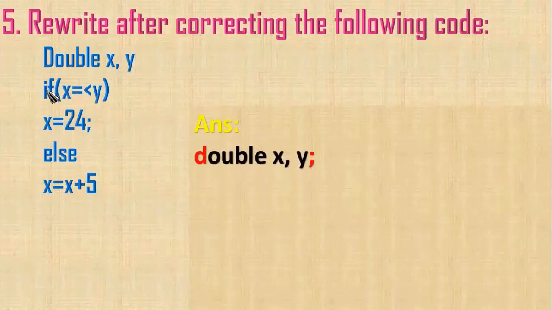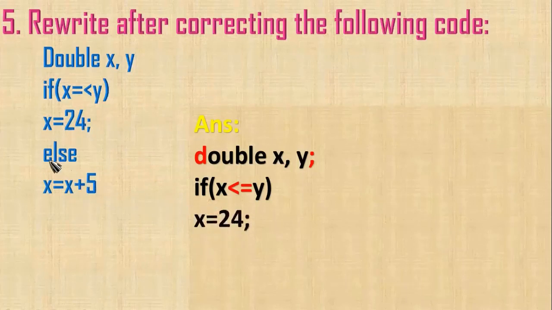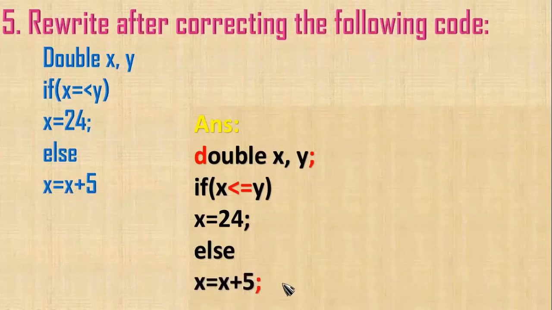The next, if x equal to lesser than. See, lesser than or equal to is the correct symbol. So this is the wrong one. It should be lesser than or equal to y. Then x is equal to 24 terminated, there is no mistake. Else, there is no mistake here. So x is equal to x plus 5, then we are supposed to terminate. So we will terminate this. So there are 4 errors in this code.